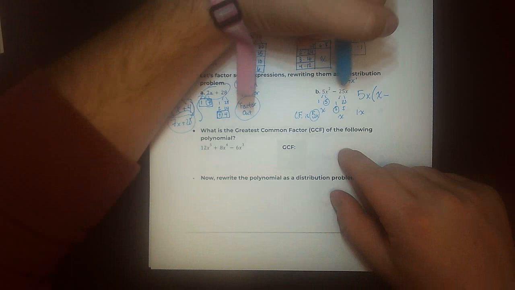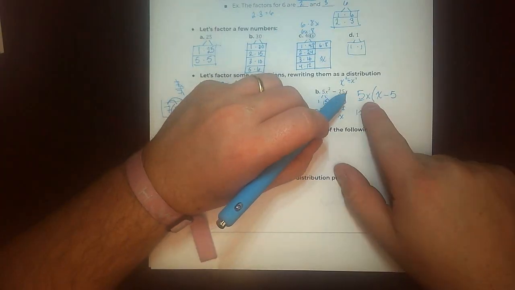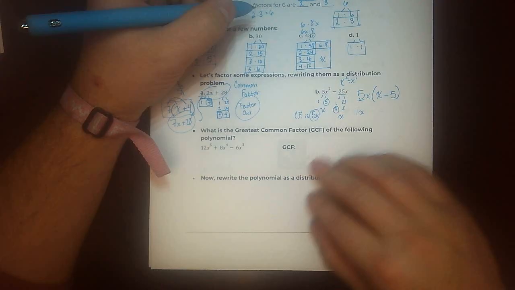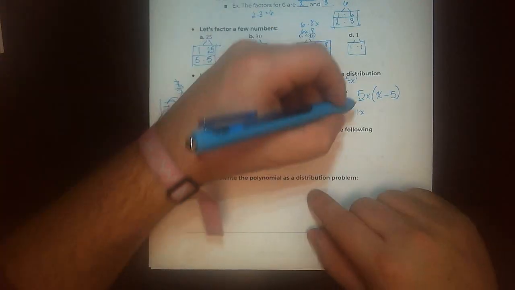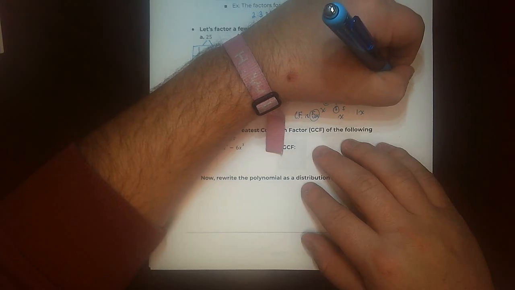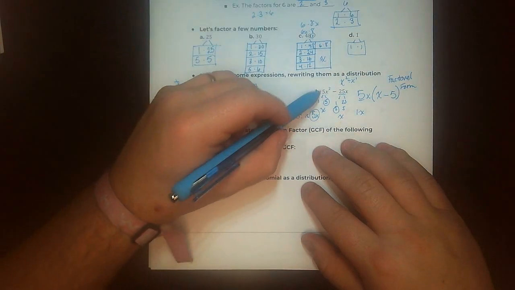Well, let's do the coefficients first. What's 25 divided by 5? Well, it's 5. And then what is x divided by x? Well, that simply makes it go away. So there we go. This right here, 5x times x minus 5, is the factorization, or the factored form, of this expression right here.